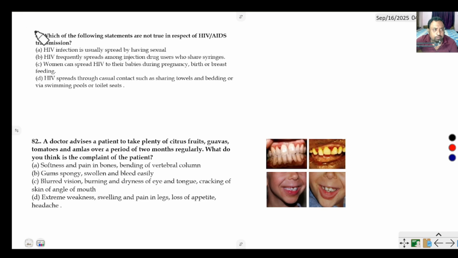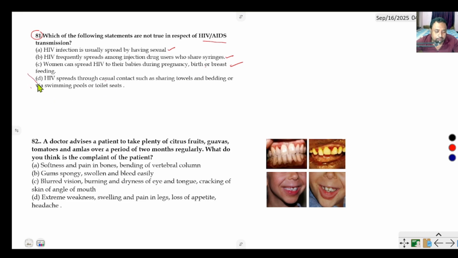Next question, question number 81 says, which of the following statements are not true in respect of HIV or AIDS? That is, which option is incorrect? HIV infection is usually spread by having sex, right. HIV frequently spreads among injecting drug users who share syringes, also right. Women can spread HIV to their babies during pregnancy, birth or breastfeeding, also right. But HIV spreads through casual contact such as sharing towels and bedding, or via swimming pools or toilet seats, is not true.